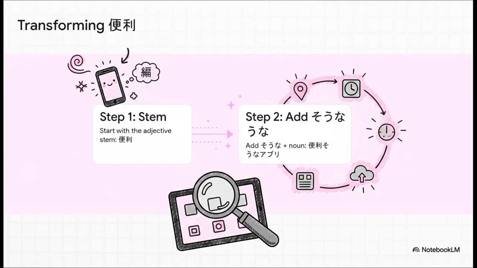Let's try it with the word for convenient, which is benri. Step 1 is just the word itself. For step 2, we just add sou na and our noun, apuri, which means app. So you get benri sou na apuri, a convenient-looking app. You've just described an app that at a glance seems really useful.